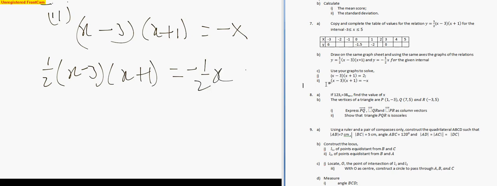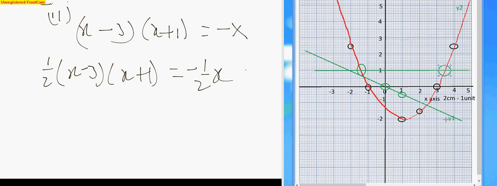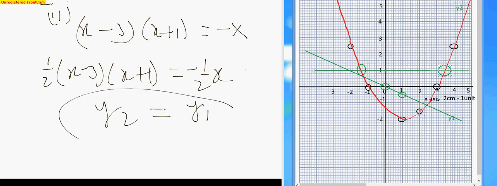Remember when we did our graph here, we said this equation is y1, the curve is y1, and this we say is equal to y2. So we are looking at the equation y2 is equal to y1. These are the positions where the two curves meet. So let's look at that.